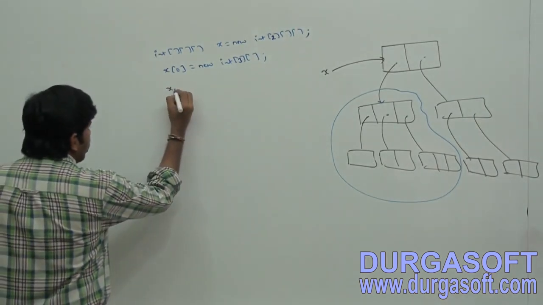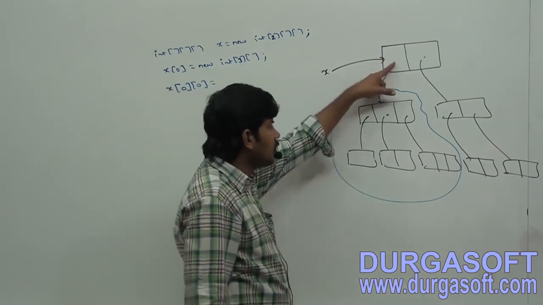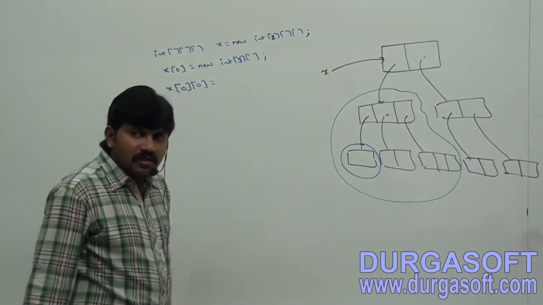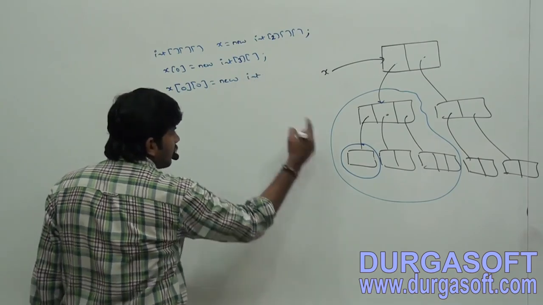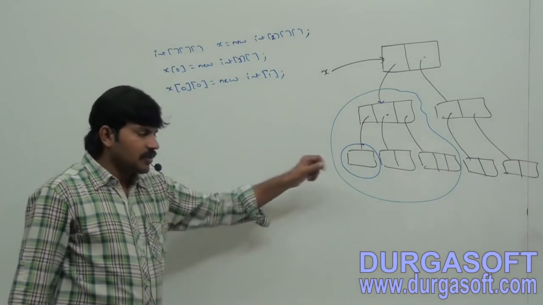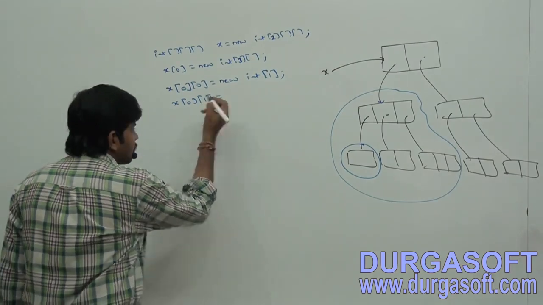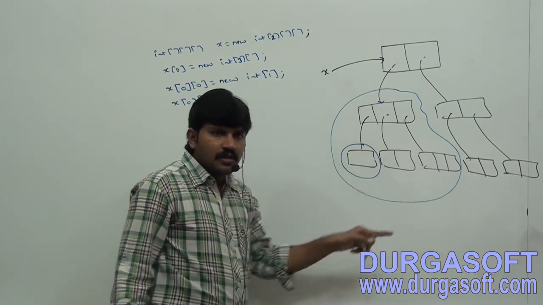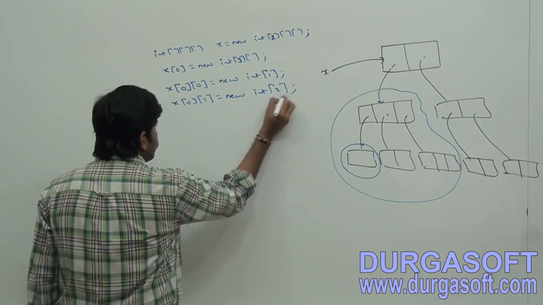Next, x of 0, 0. X of 0, 0 is nothing but this part. Can you tell what x of 0, 0 is? New int 1-dimensional array with a size 1. Next, x of 0 followed by 1. X of 0, 1 is nothing but this one. Can you tell what about this? New int array of size 2.